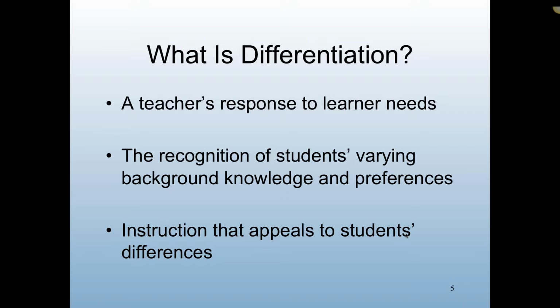Instruction that appeals to students' differences. First, we have to know what those differences are. We have to really know our students, who they are, what level they're at, and of course, we have to have the materials and the room set up to be able to make this happen. Because nobody says that you're going to make 30 different lesson plans for 30 different students, or even for 18 different students, okay? You'd never go to sleep at night. It wouldn't work.